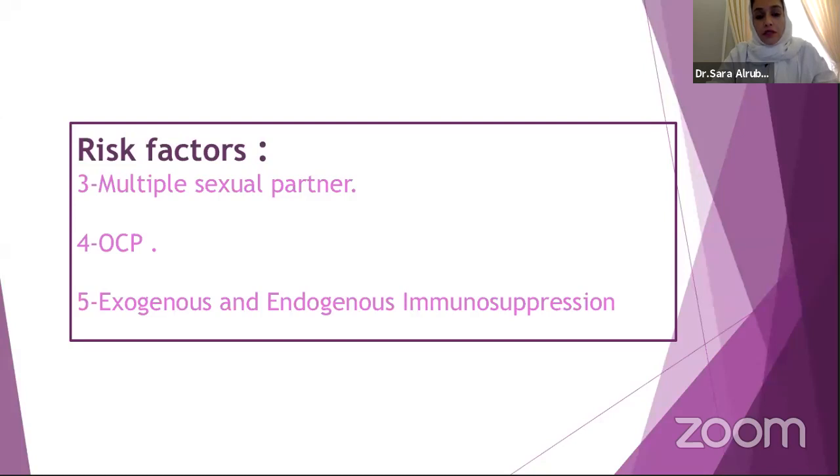Number 5, exogenous and endogenous immunosuppression. Exogenous, like the patient who had a transplant, they need to be on immunosuppression. Patients with autoimmune disease need immunosuppressive medication, I mean. So all these inhibit their immune system. The same thing for the patient who has HIV, so they have endogenous immunosuppression. So if we go back over all the risk factors, we'll find that the immune system plays a significant role in the development of cervical cancer.